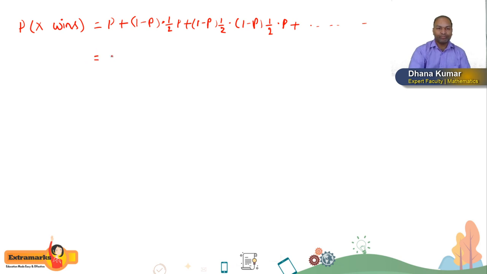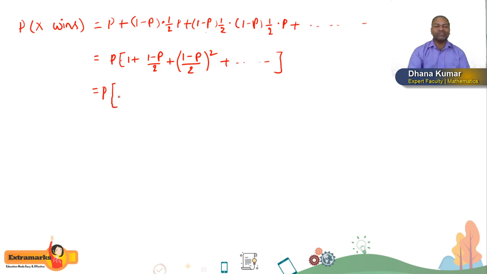Here, you see P plus. I think you observe this one. P is common in total. Remaining: 1 plus (1 minus P) by 2 plus (1 minus P) into (1 minus P) by 2 into 2, 2 square. So that is (1 minus P by 2) whole square, plus so on. So here you find the sum. How many times here? Infinite times.